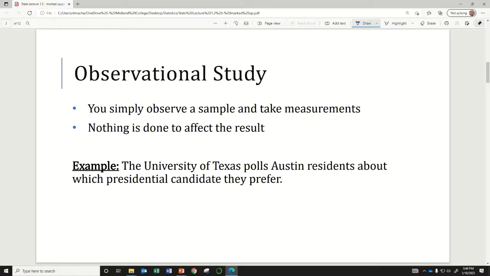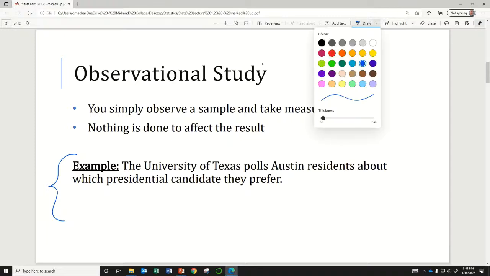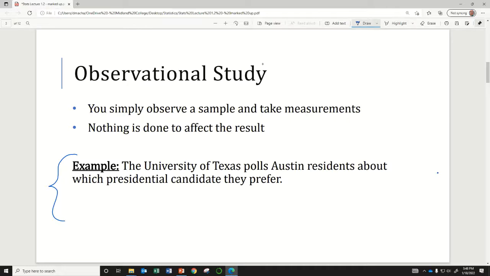A good example of an observational study would be a political opinion poll. Every election cycle, the University of Texas at Austin polls Austin residents about which presidential candidate they prefer. They don't do anything to affect the result. They're not trying to coach people on what to answer. All they're doing is taking a measurement of their sample. The sample here would be the people they reach, either online, by email, or on a phone call. And the measurement is just which presidential candidate they prefer.